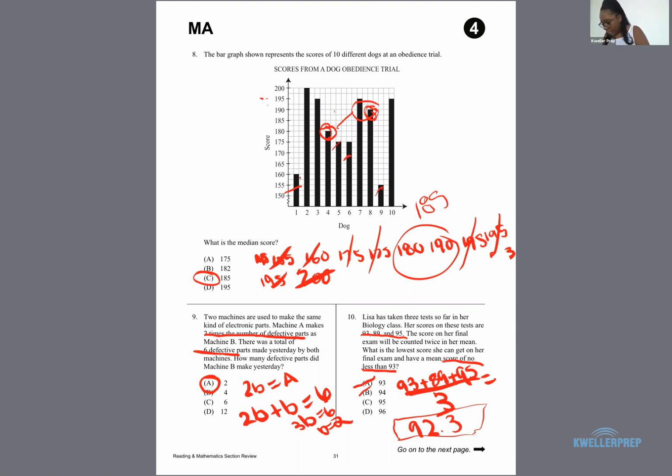So I'm going to start off with C. You add in the 95. And you then divide it by 4.